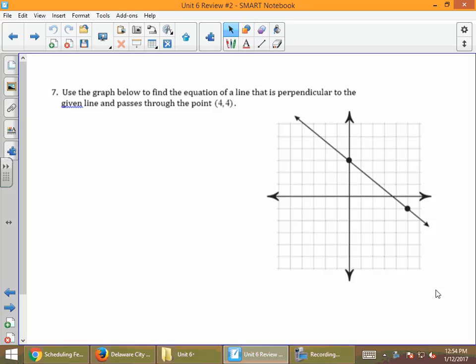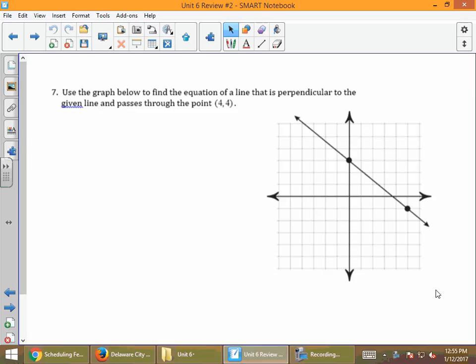So this is actually kind of similar to what we have with 6. Use the graph below to find the equation of a line that is perpendicular to the given line and passes through the point. Great. When we write an equation of a line, just like we did for the previous problem, what things do we need to graph a line? You only need 2 things.